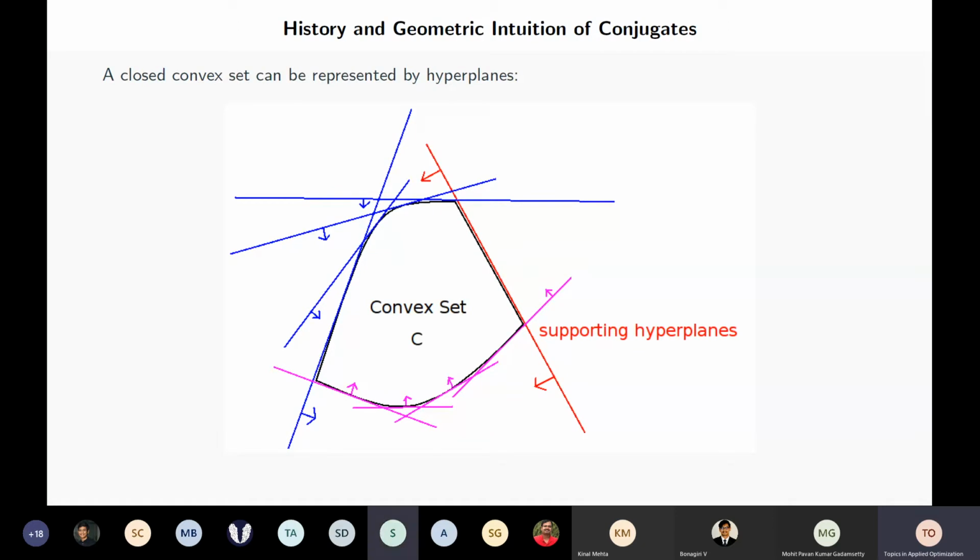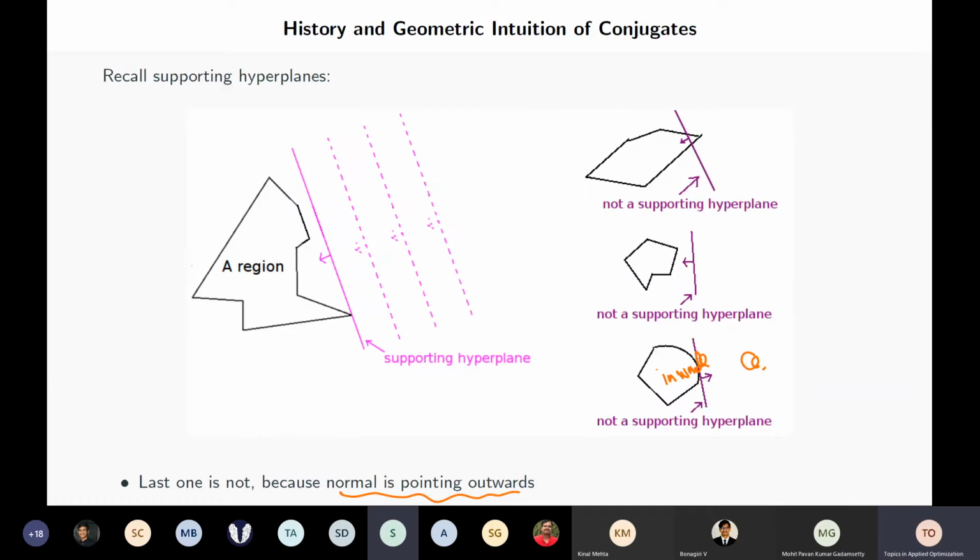Sir, can you explain the last case, like the last diagram? Yeah, the last case. Remember the way we define a supporting hyperplane is that the normal should be pointing inwards to the region. This is coming because of the inequality that we assumed in the supporting hyperplane. The points here should be making acute angles. If I take any vector here, it makes an acute angle.